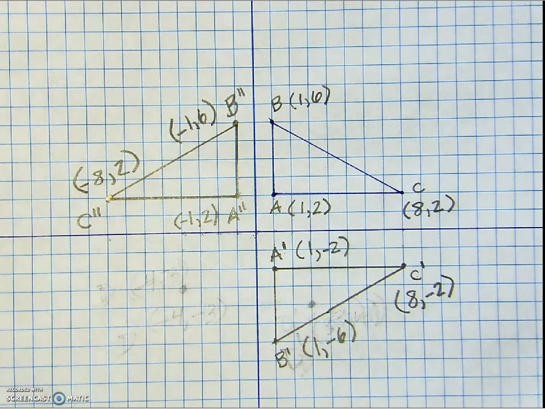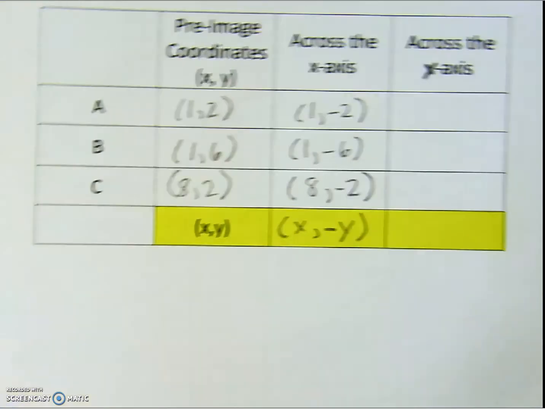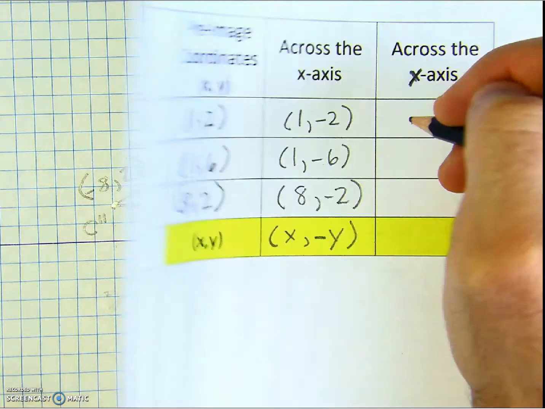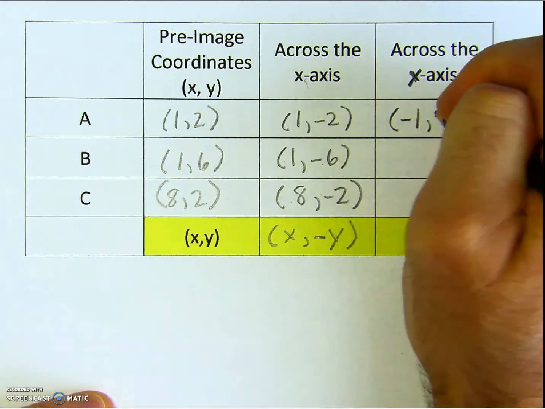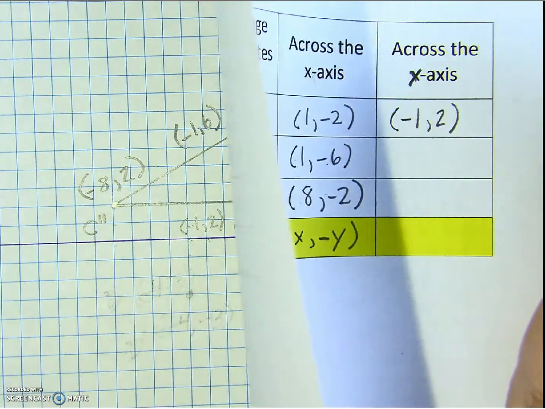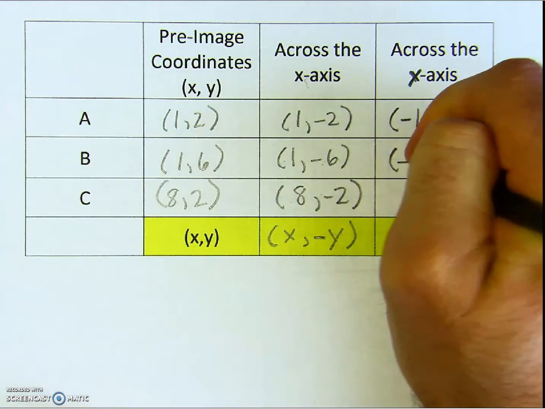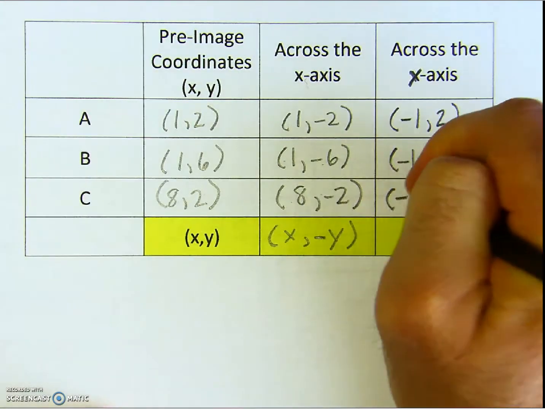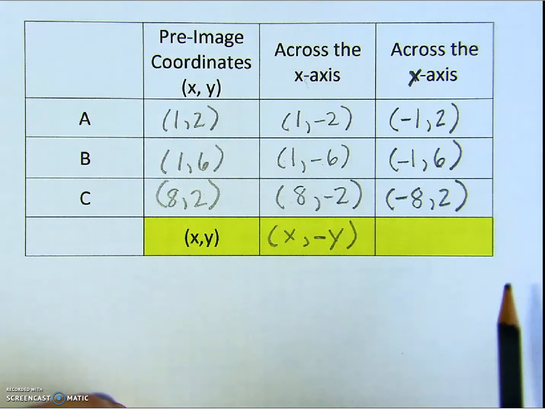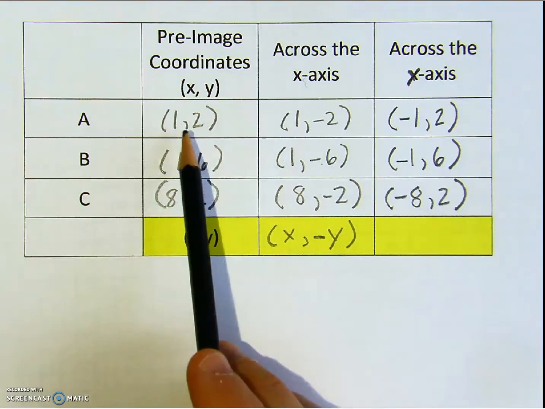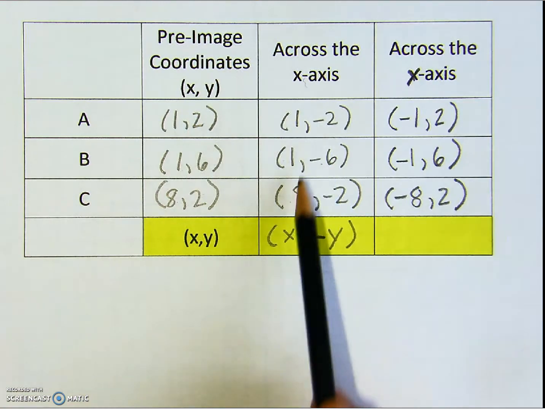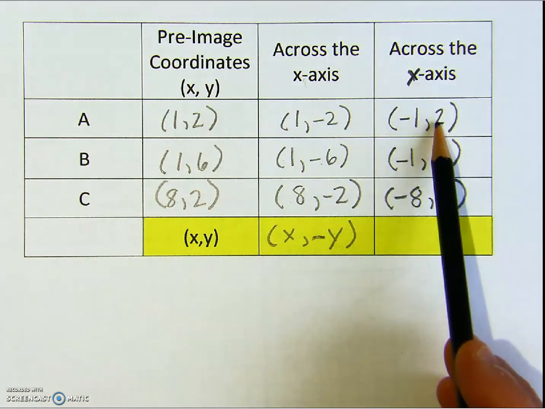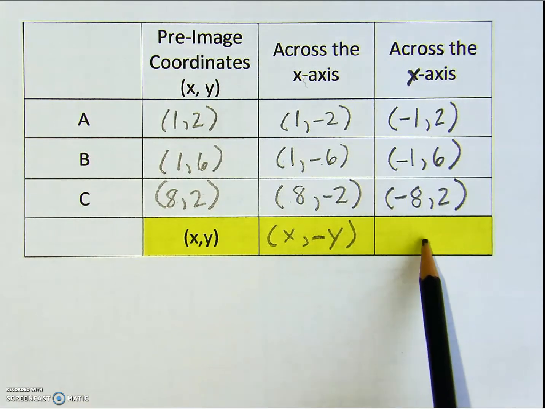Let's record the new coordinates on our notes page and then look for a pattern. So A double prime ended up being -1, 2, and then B double prime became -1, 6. And C double prime became -8, 2. Now, to find this rule right here, remember, you want to start with the pre-image coordinates. Don't worry about these ones right now. We use this to find this rule right here. Let's go from here all the way to the third column and look for a pattern, and then let's write that pattern right here.